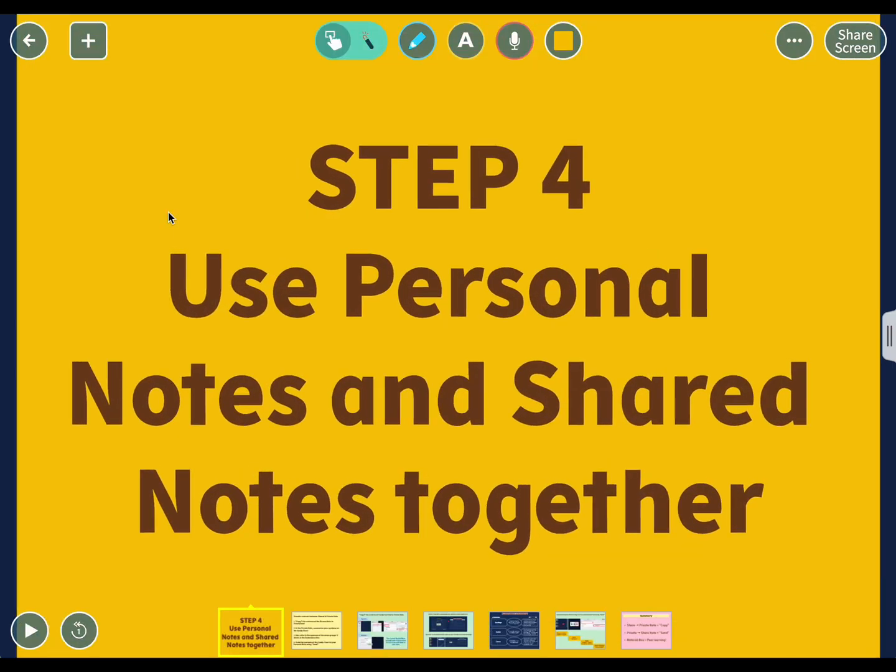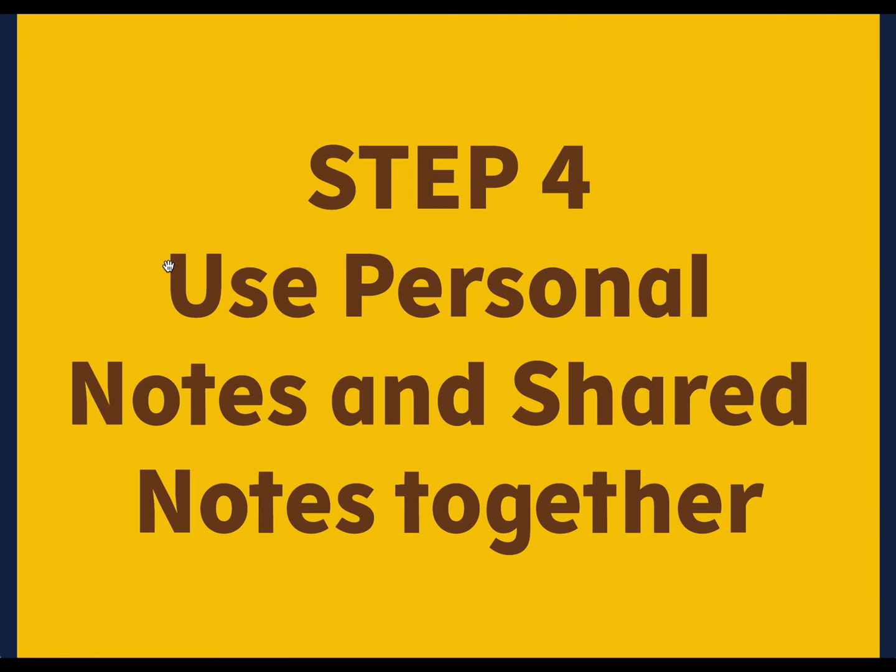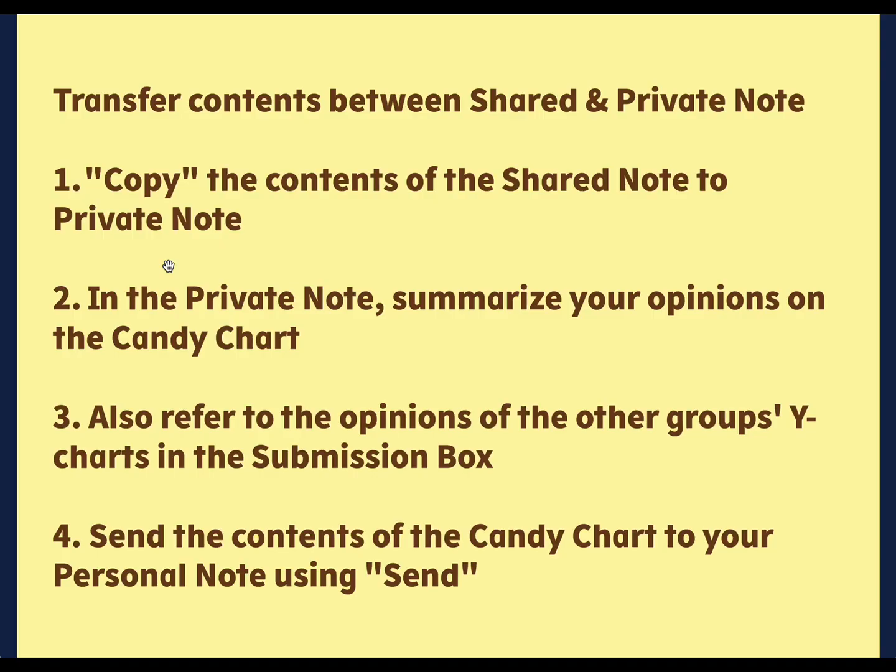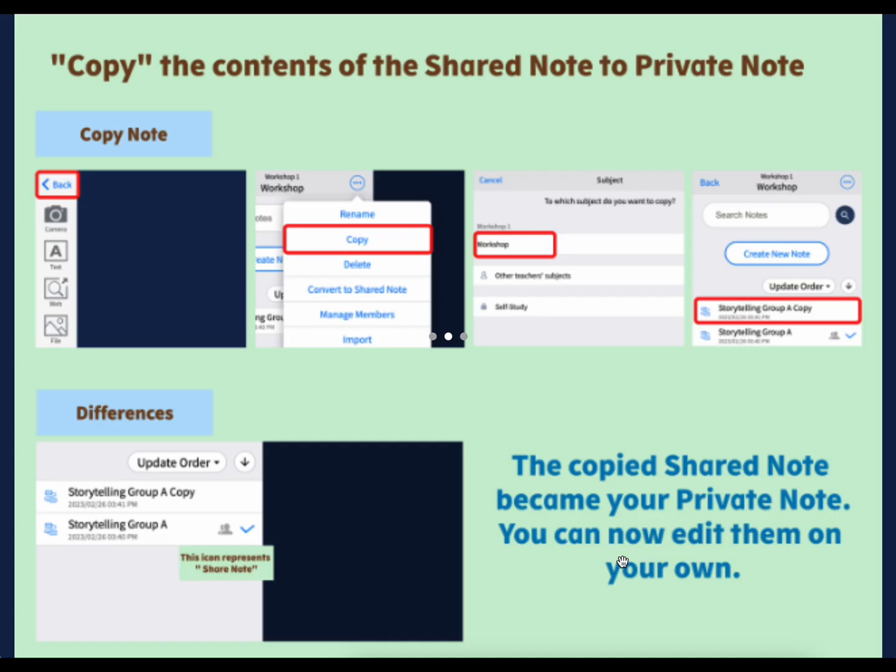Okay, and then step 4, use personal notes and ShareNotes together. So how to transfer contents between shared and private notes? The first one, copy the contents of the ShareNote to the private note. Second one, in the private notes, summarize your opinions on the candy chart. Third one, also refer to the opinions of the other groups' white charts in the submission box. And the fourth one, send the contents of the candy chart to your personal note using send.